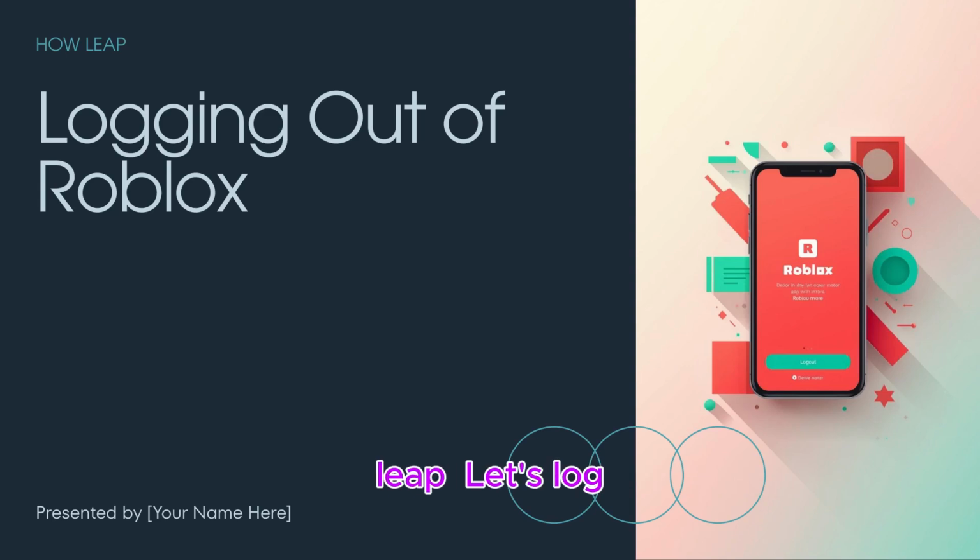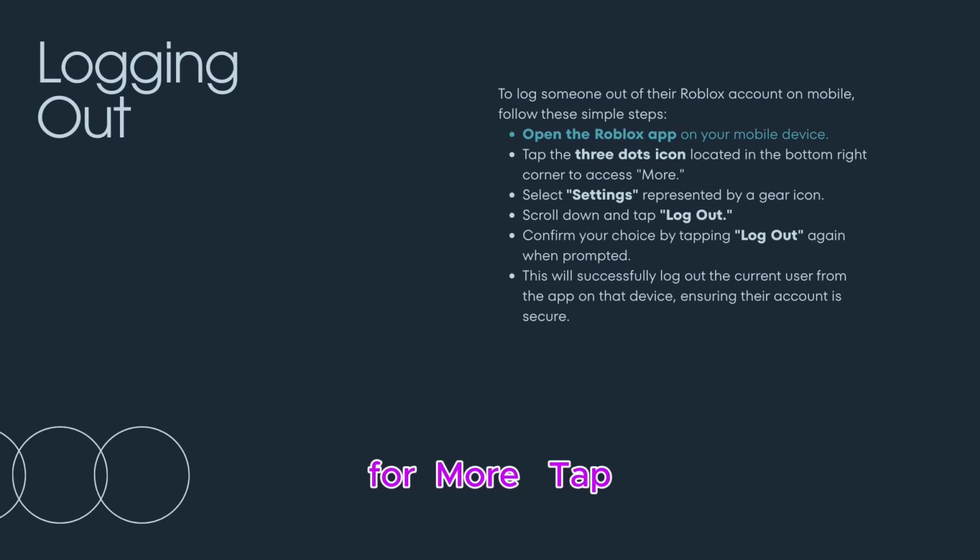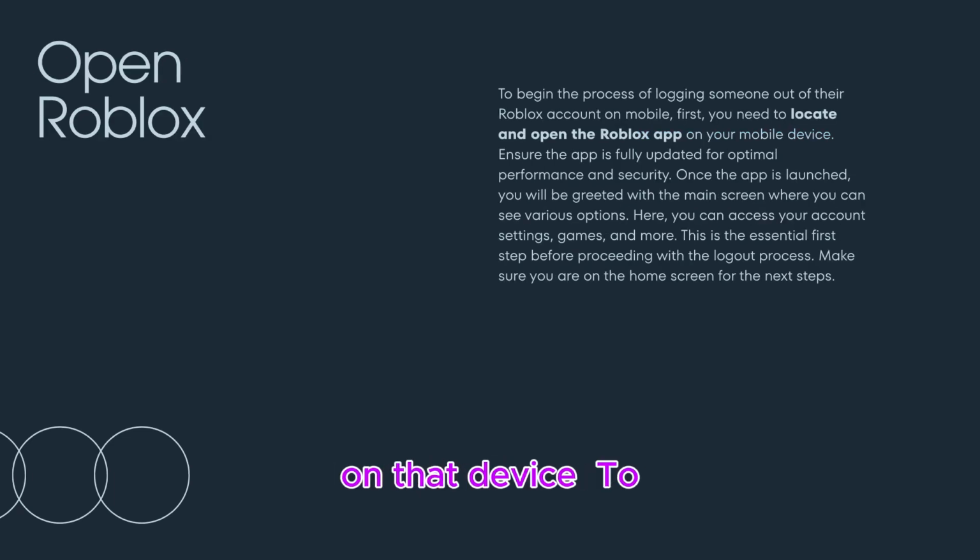You're watching how Leap lets log someone out of a Roblox account on mobile. Open the Roblox app, tap the three dots icon in the bottom right for more. Tap Settings, the gear icon, scroll down and tap Logout. Confirm by tapping Logout again. This will log out the current user from the app on that device.